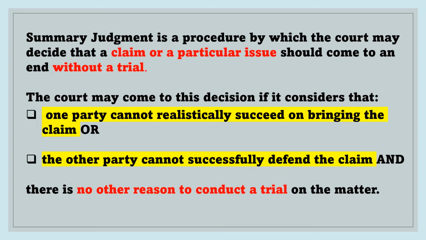So, what exactly is a summary judgment? A summary judgment is a procedure which the court uses to decide if a particular claim or issue should come to an end without the use of a trial. The court may come to this decision if it considers that one party cannot realistically succeed in bringing the claim, or the other party cannot successfully defend the claim, and there is no other reason to conduct a trial on the matter.